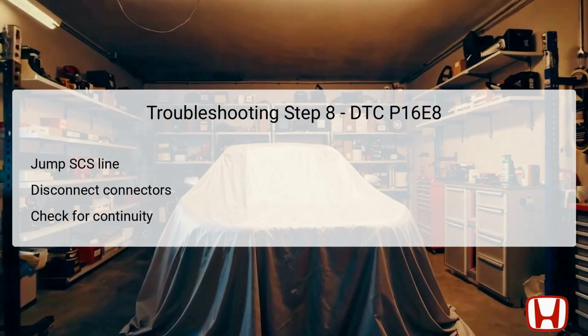At this point in the process, Step 8 requires the technician to jump the SCS line with the HDS and wait for more than 1 minute. This method ensures that the communication line is assessed reliably under controlled conditions. Disconnecting both the shutter grille connectors and the PCM connector B allows for continuity checks.